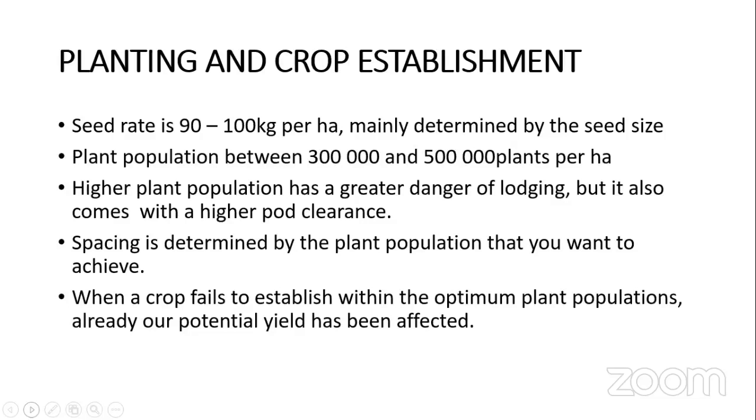For example, if we are supposed to have an optimum planting population of 350,000 plants per hectare, and when you are planting, you fail to do your calibration properly, you fail to do things that you are supposed to be doing, and then maybe you establish 200,000 or maybe 150,000 plants per hectare, already you are very far from getting within the optimum planting populations.